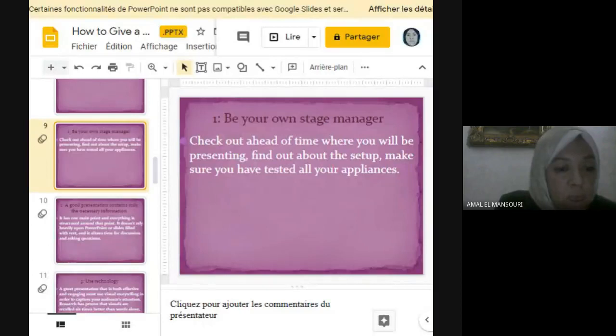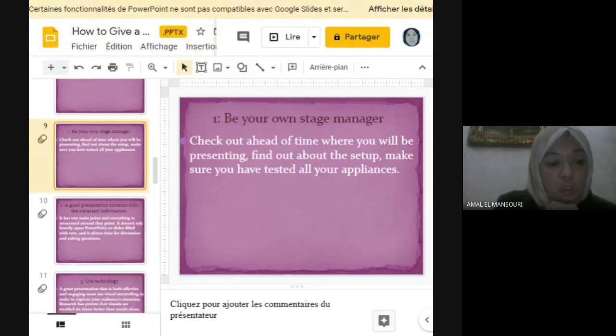Now, this is the first idea: you should have a clear idea about the setting, the venue where you are going to present, in order not to be surprised, in order not to have any problem on the day of the presentation.